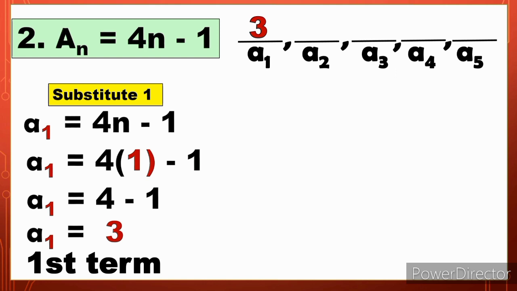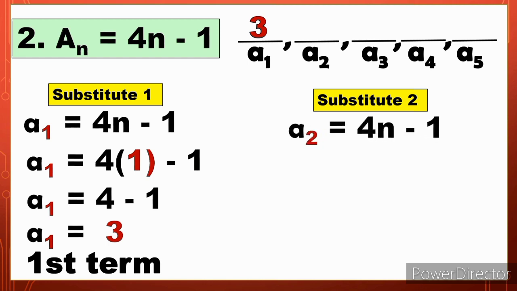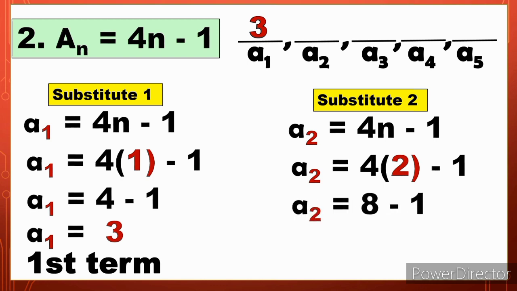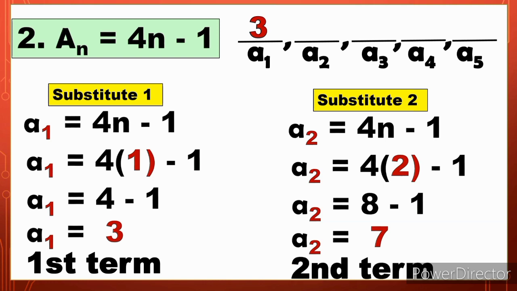And to find the second term, which is a sub 2, we substitute 2. So we have now a sub 2 equals 4n minus 1. So papalitan natin yung n ng 2. So it becomes a sub 2 equals 4 times 2 minus 1. And then simplify, 4 times 2 is 8. Therefore, we have a sub 2 equals 8 minus 1. Then 8 minus 1 is 7. So a sub 2 equals 7. And that is our second term.